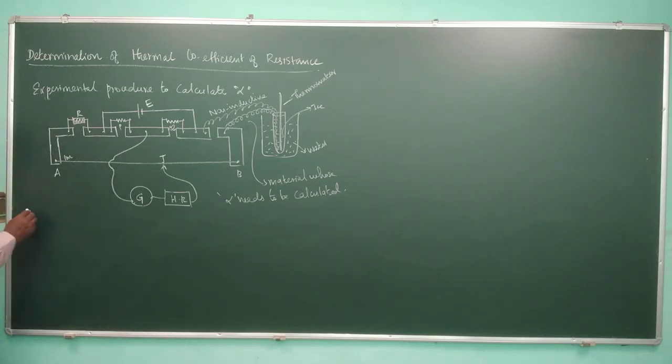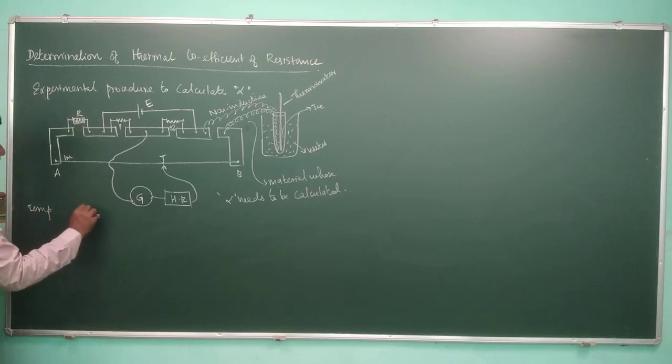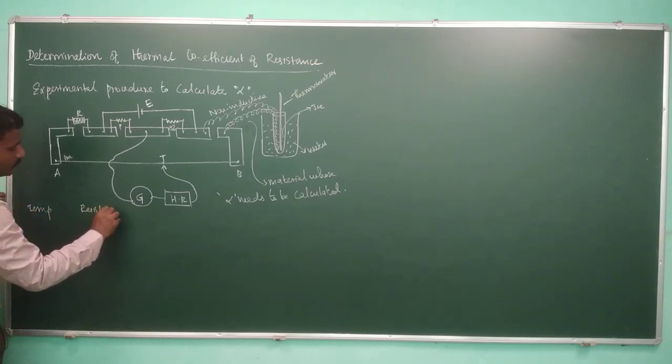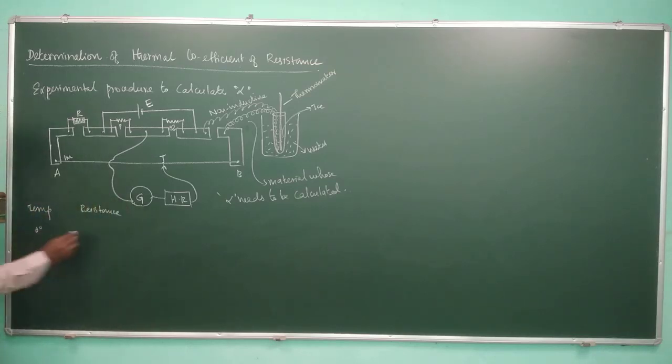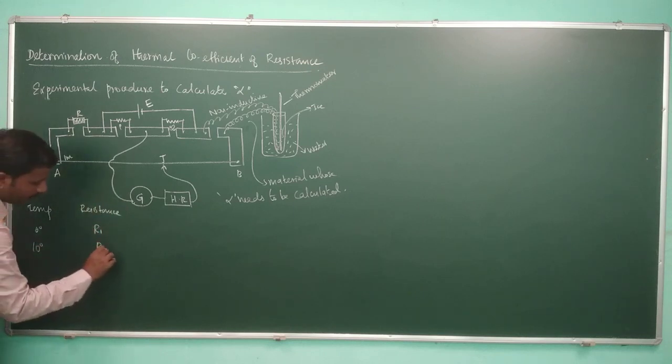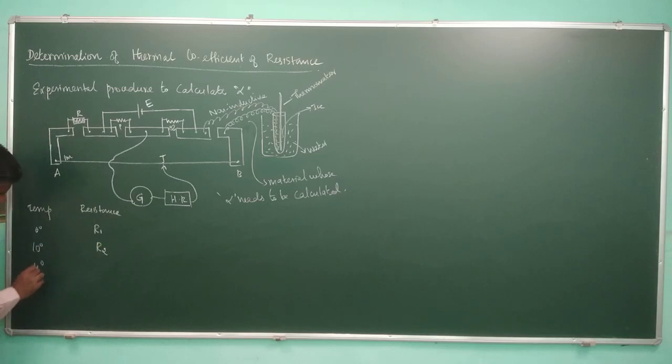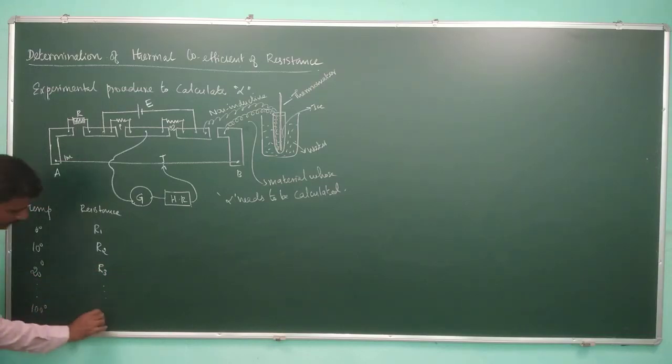So starting from 0 degree Celsius, we need to calculate the resistance value of this wire. At 0 degree, resistance will be R1. At 10 degree, resistance will be R2. At 20 degree, resistance will be R3, and so on, up to 100 degrees Celsius, we have to calculate R.